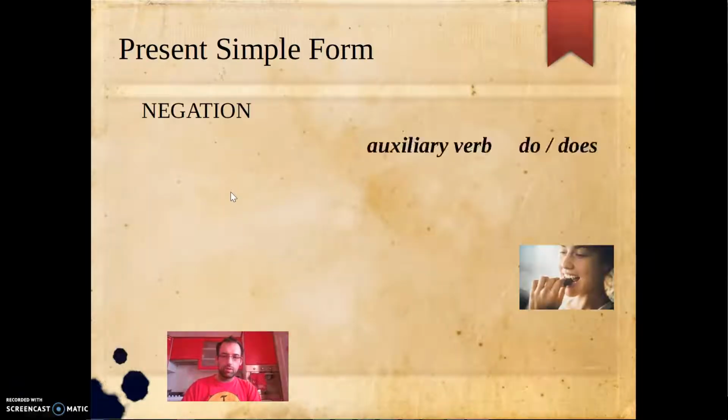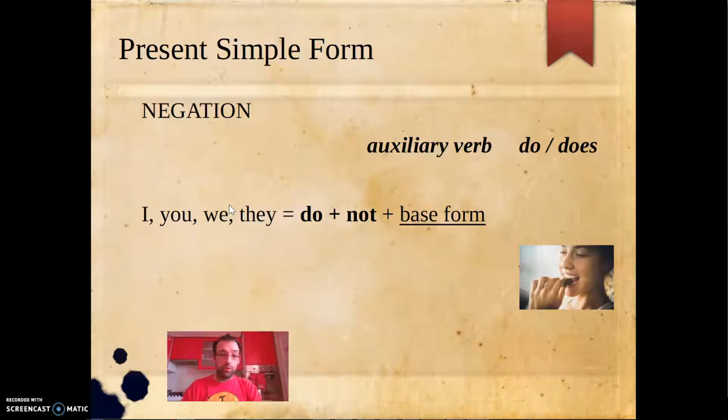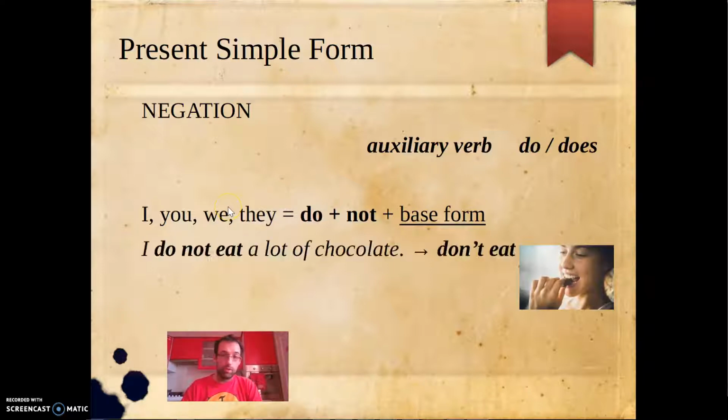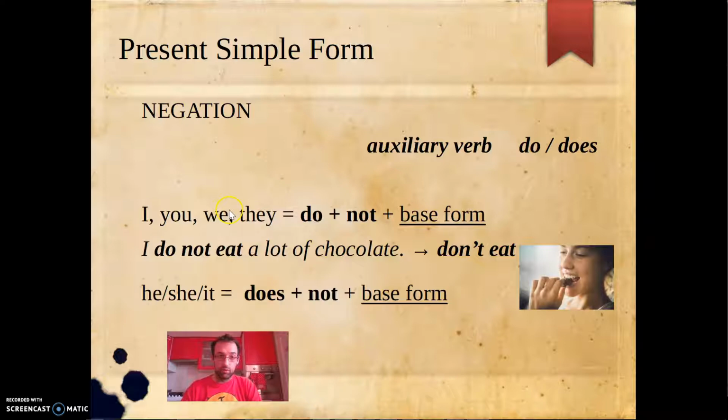Right, now negation. For this, we need the concept of an auxiliary verb. There's the little helping verb, or the "off verb," as I like to call it. In this case, we use do and does. The auxiliary helps us form the negative. So for I, you, we, and they, we just add do, the auxiliary, and not, and the base form. So: I do not eat a lot of chocolate, or I don't eat a lot of chocolate.